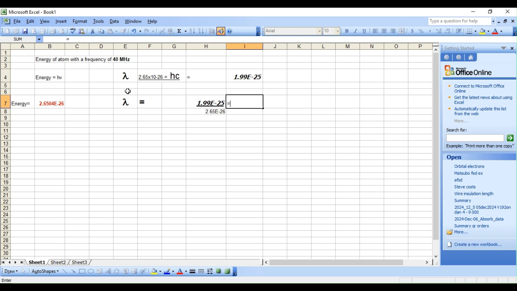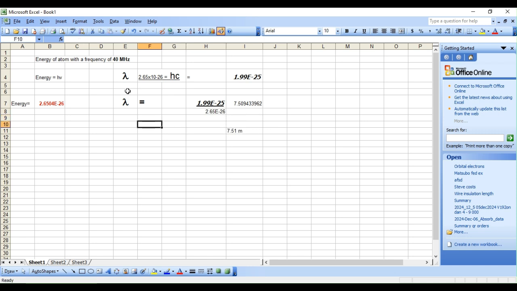In Excel, it's really easy to do that entire calculation at once. It's just 1.99 e to the minus 25 divided by 2.65 e to the minus 26. And it's 7.51. So the wavelength equals 7.51 meters. And that's the final answer. 7.5, whatever, 09. It's going to round it off.